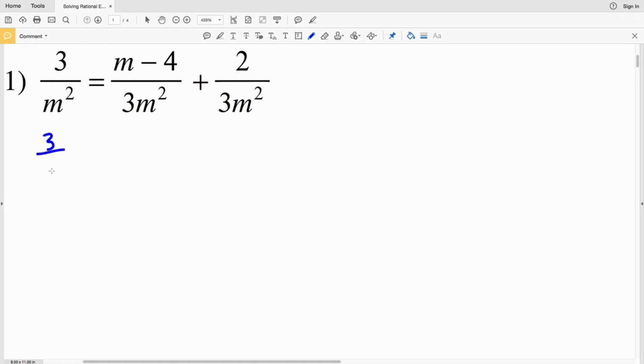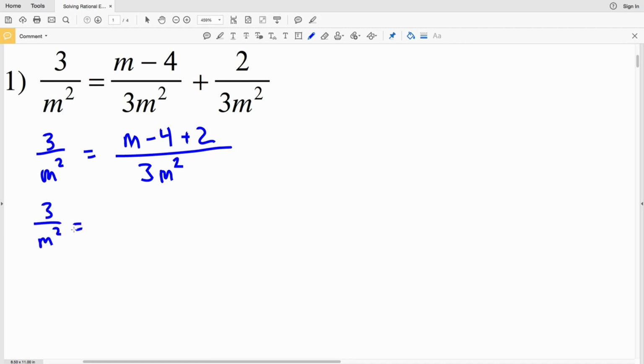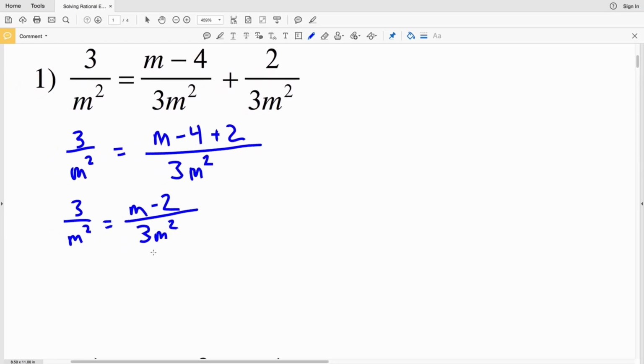So we'll have 3 over m squared equals m minus 4 plus 2 all over 3m squared. We can rewrite m minus 4 plus 2 as m minus 2. So we can say 3 over m squared equals m minus 2 all over 3m squared. Now I want to get this m squared out of the denominator, so I'm just going to multiply both sides by 3m squared.